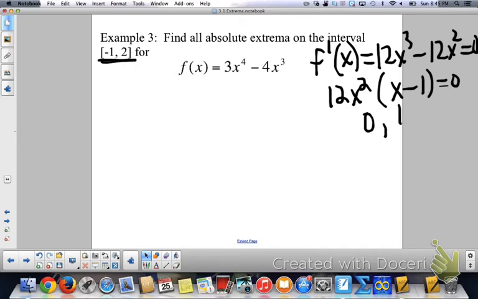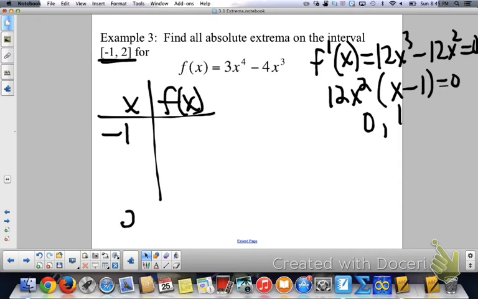When you are looking for absolute extrema, you need to test your endpoints, okay? Back in example 1, our endpoints could have been our max or our min, if it's a closed interval. So we need to check the endpoints and the critical values. We have the endpoints, and then also put in there the critical values. And then plug them in.